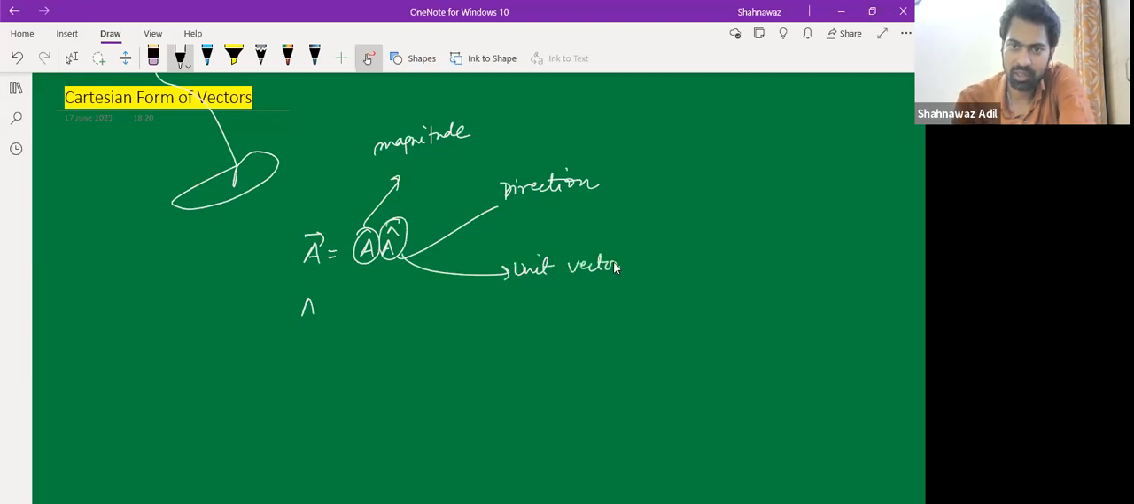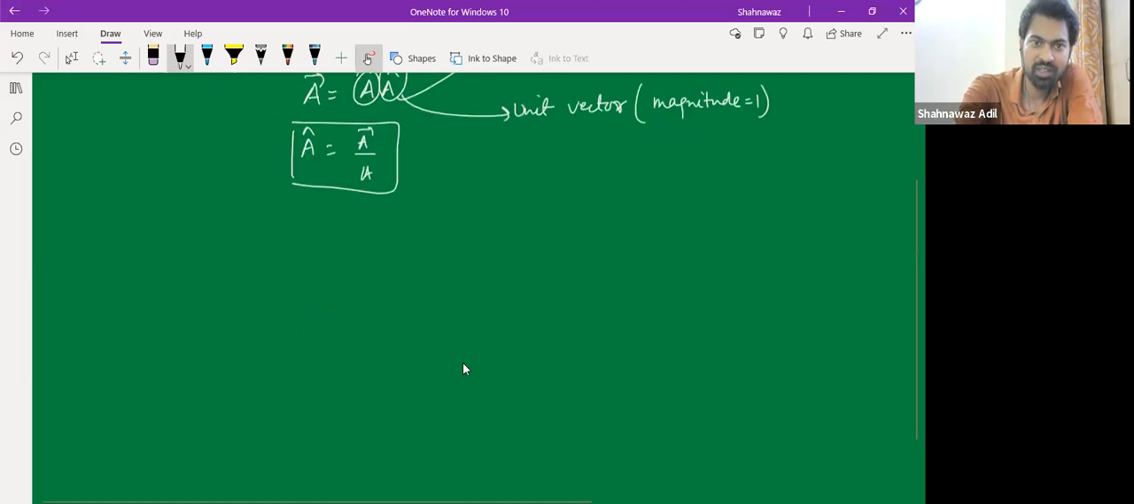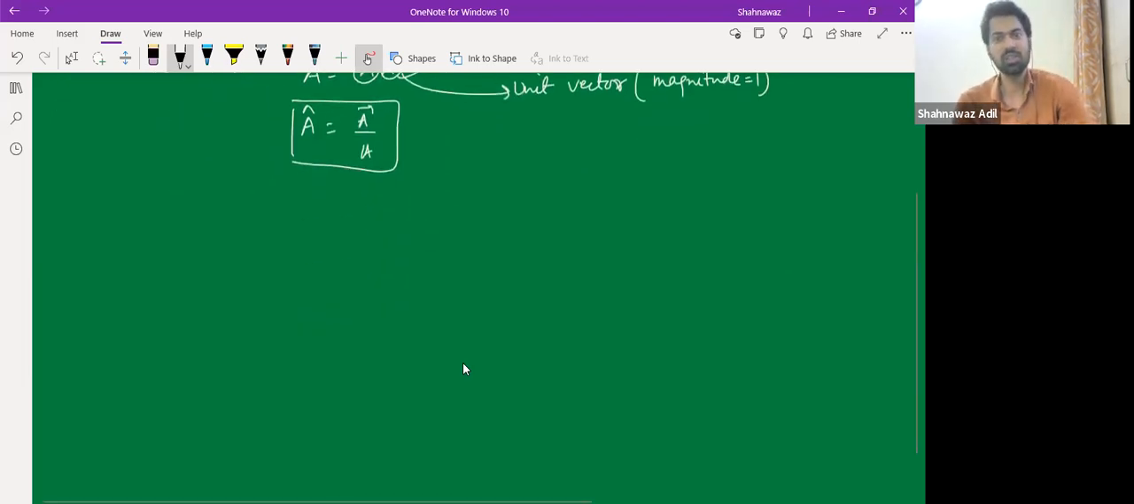Why unit vector? Because its magnitude is 1. So this describes the direction. And we can calculate the unit vector with the vector and its magnitude. If we have x, y, z coordinates, they are called the Cartesian coordinates.